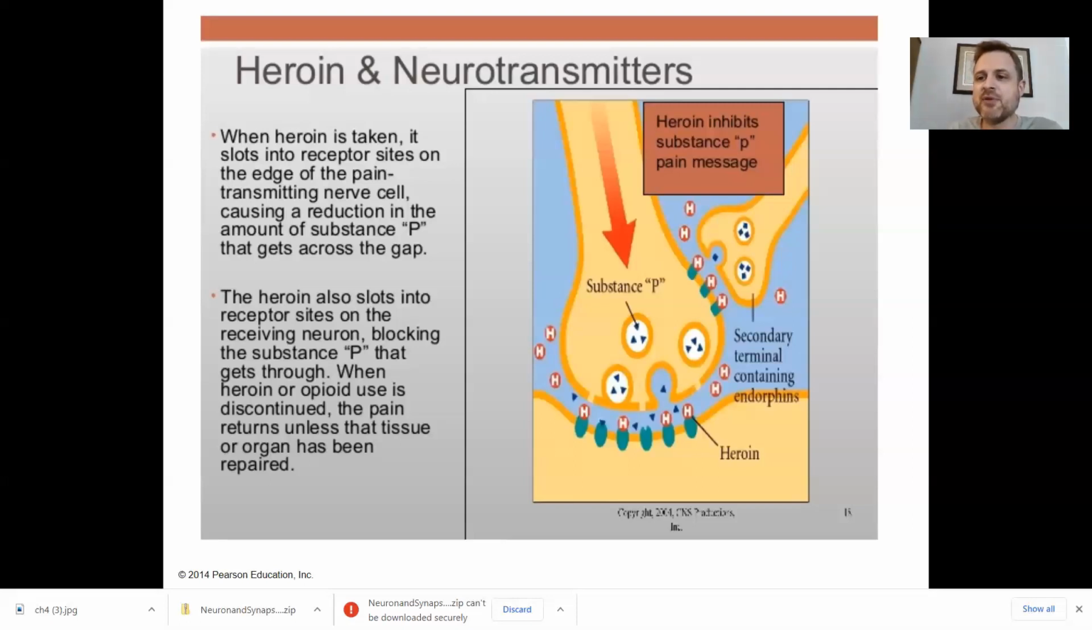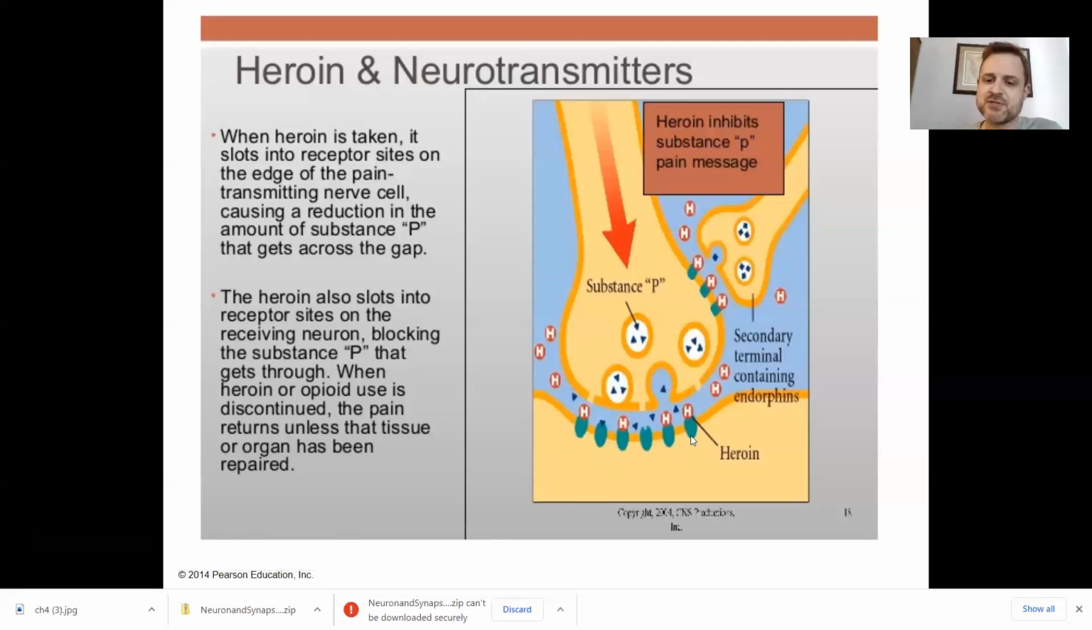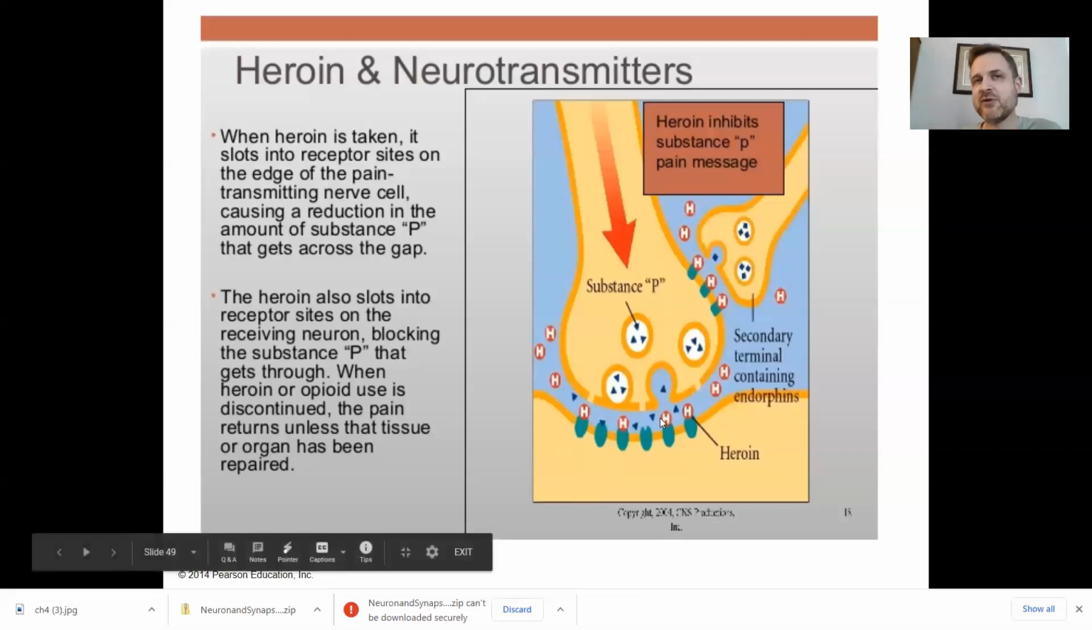Well, here's the problem. Your brain can become chemically dependent on these drugs. Let me give you an example. You see in this picture, there are 6 receptors, and 4 of them are filled with heroin.